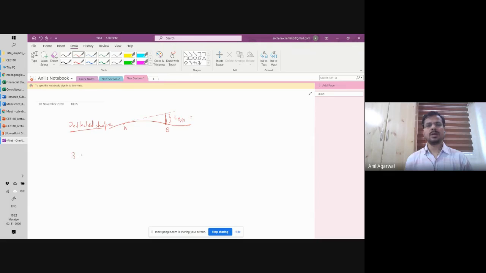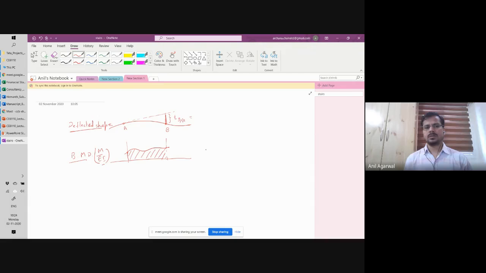And the method says that if this is the deflected shape, there will be some bending moment diagram that is causing this deflection, right? That bending moment diagram, let's say, between A and B, looks like this. So what do I do? I take the area under the bending moment diagram. So this is basically the M/EI diagram, rather. Not exactly the bending moment diagram, the M/EI diagram. So this is the M/EI diagram between A and B.